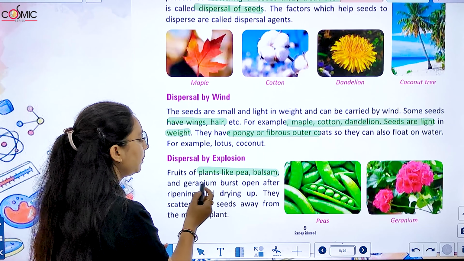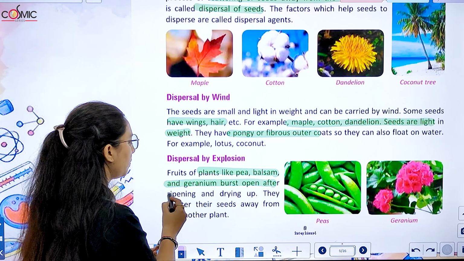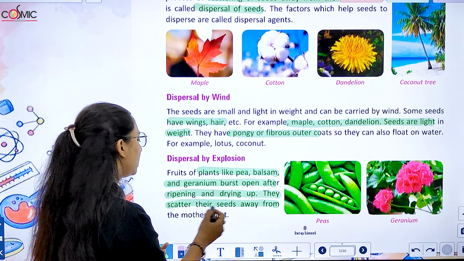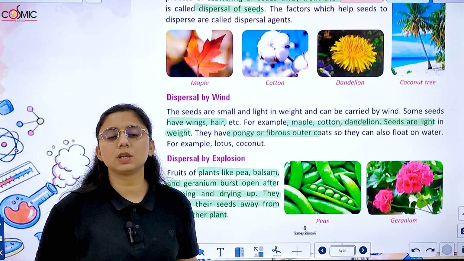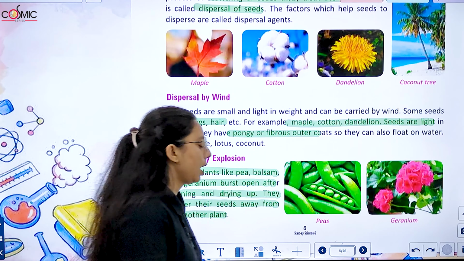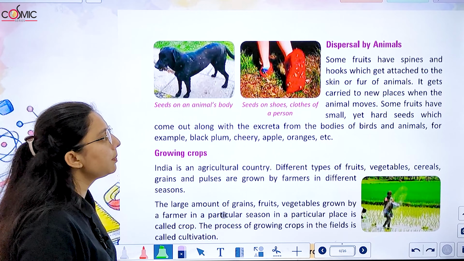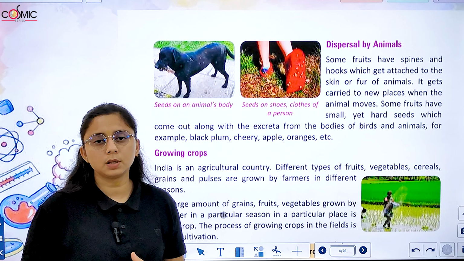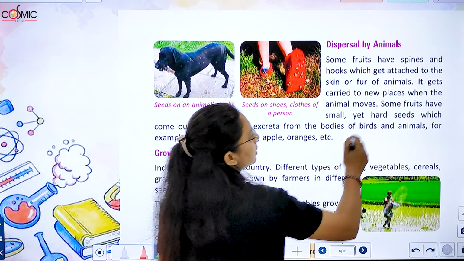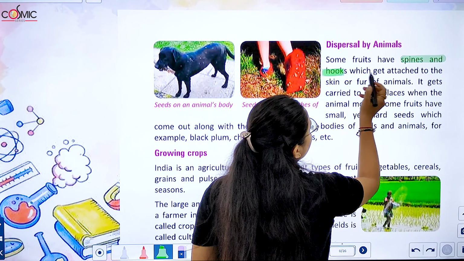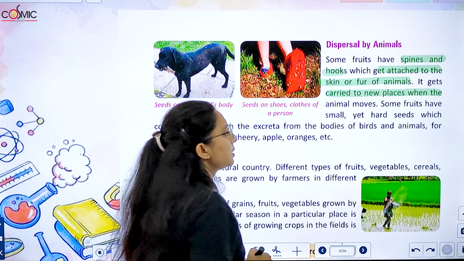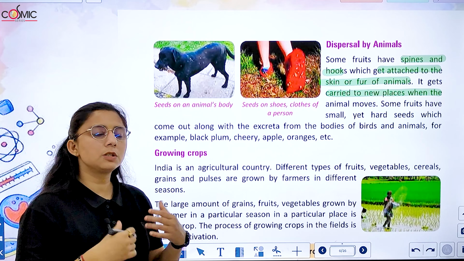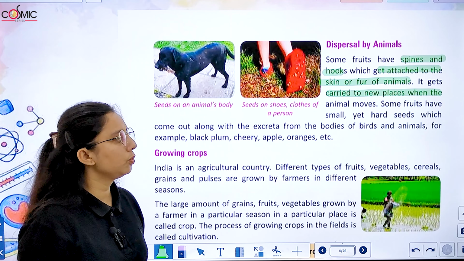Now fruits of plants like balsam burst open on ripening and drying up. They scatter their seeds away from the mother. इससे क्या होता है कि जो उनकी seeds है वो scattered हो जाती है away from mother. Now dispersal by animals. Some fruits have spines and hooks which get attached to the skin or fur of animals. They are carried to new places when the animals move.